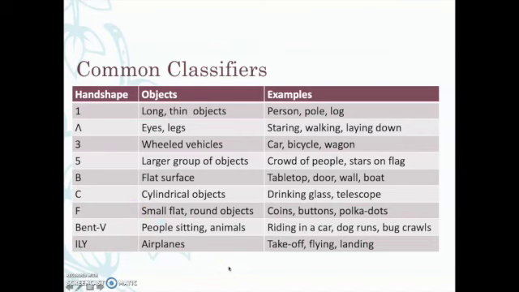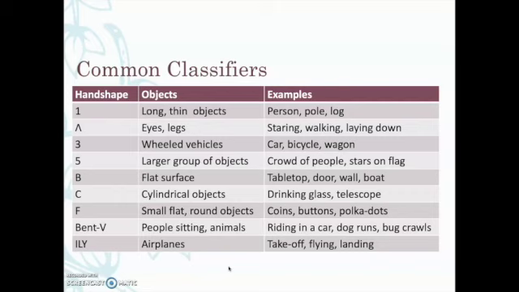All right, just a real quick recap. Here are some common classifier hand shapes, right? 1 can be used for long, thin objects like people or a pencil. A 2, or there it's represented with the caret, can be used for eyes or legs, like I talked about. If Uncle Charlie is standing somewhere, that 2 would represent where he's standing. 3, wheeled vehicles, my cousin's Mustang.